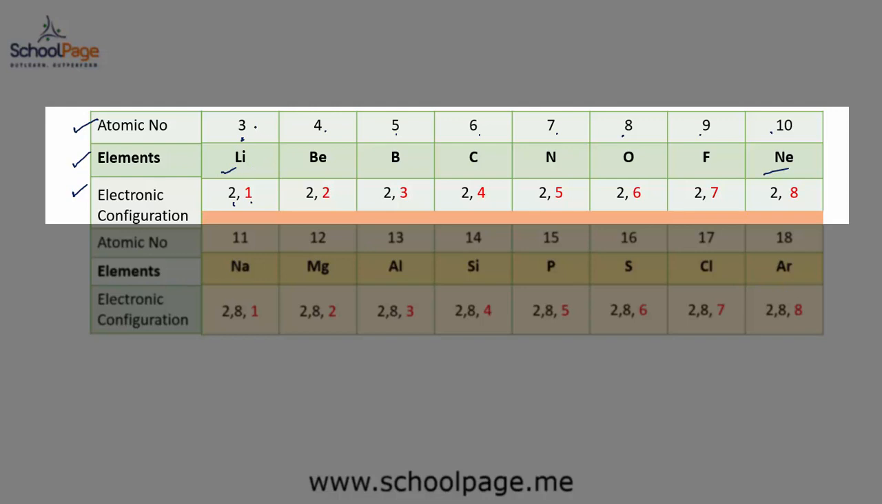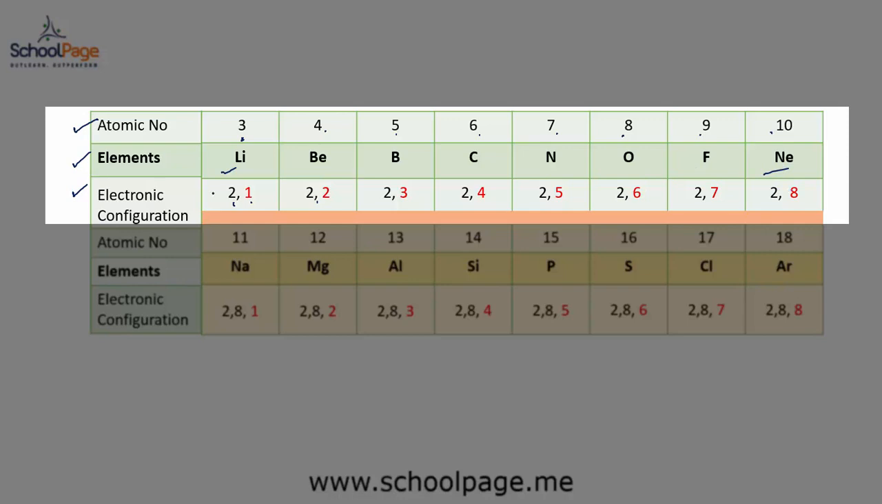So lithium has the atomic number 3, so its electronic configuration is 2 and 1. Beryllium has 4 as the atomic number, so its electronic configuration is 2 and 2. Boron has 5, so it is 2 and 3. Carbon 2 and 4 as it is 6, nitrogen 2 and 5, oxygen 2, 6, fluorine 2, 7 and neon 2, 8.